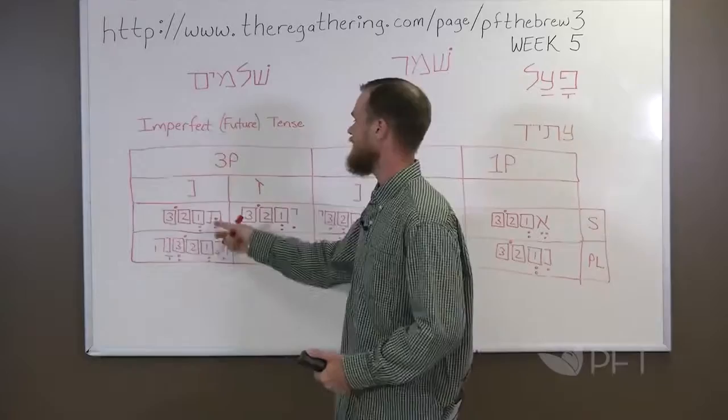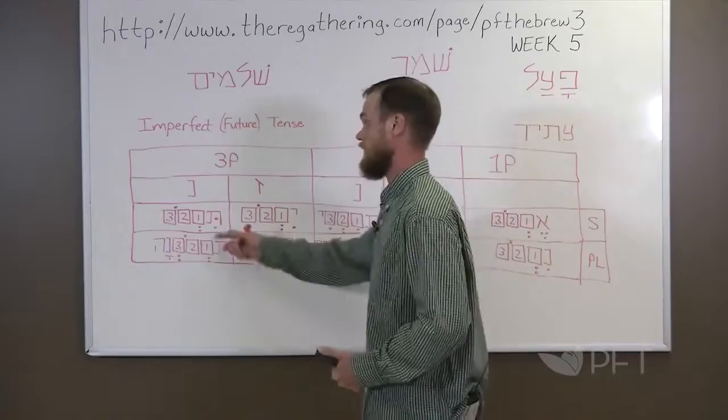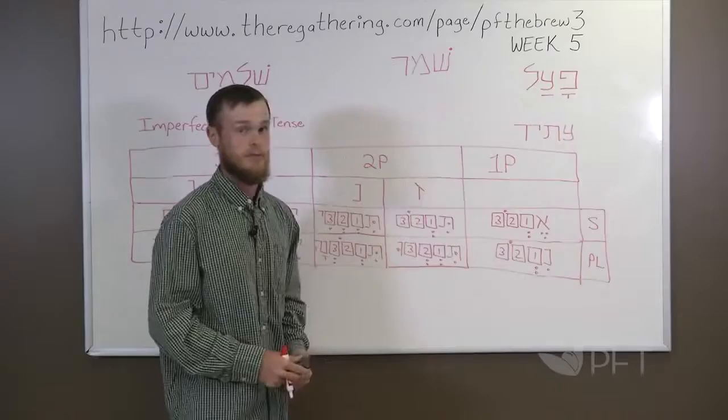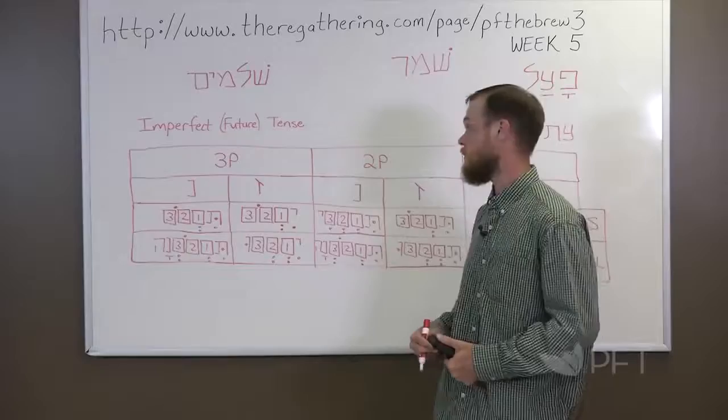Now, this is usually not confusing because in context, this verb will have a subject, and that subject will either be feminine, or it will be ata, which is you. All right, but it is worth noting that the same spelling and vowels are used for the second person masculine singular and the third person feminine singular in the future tense.